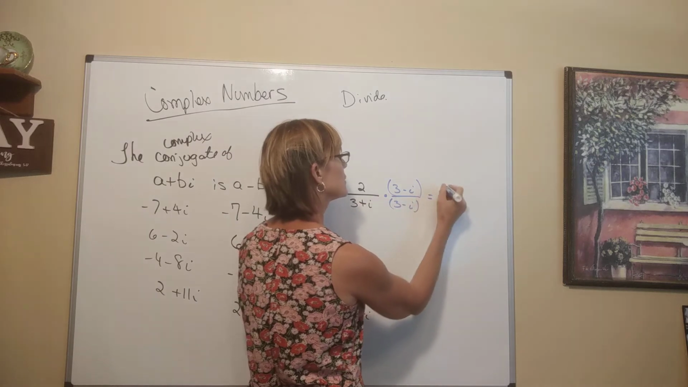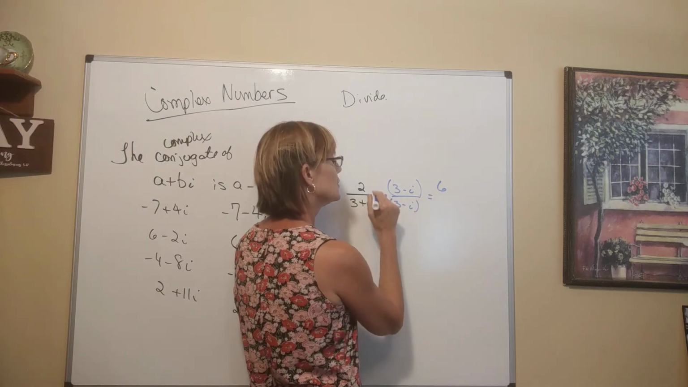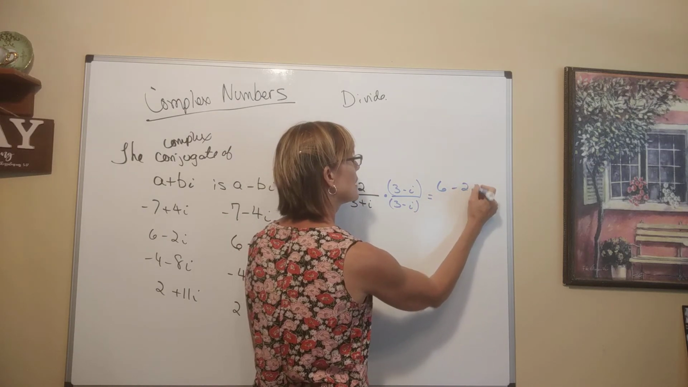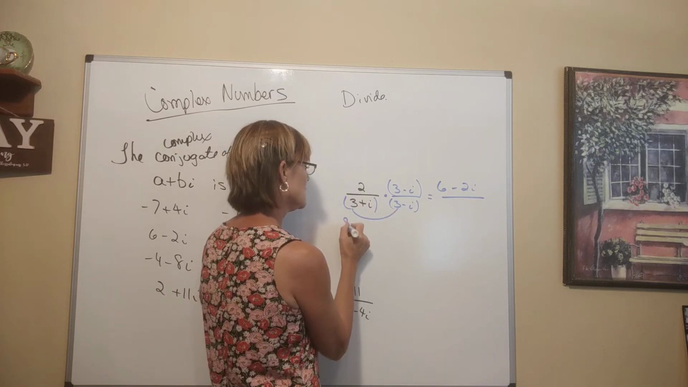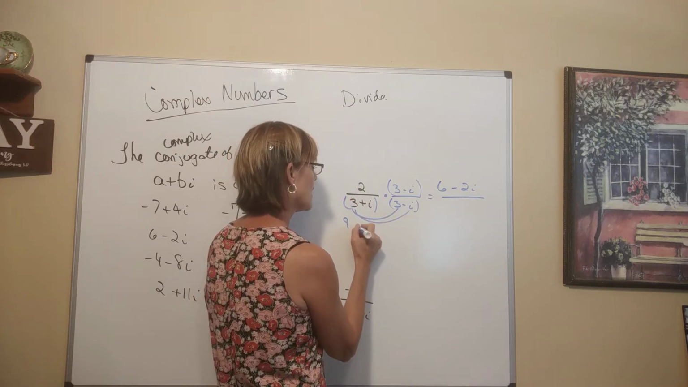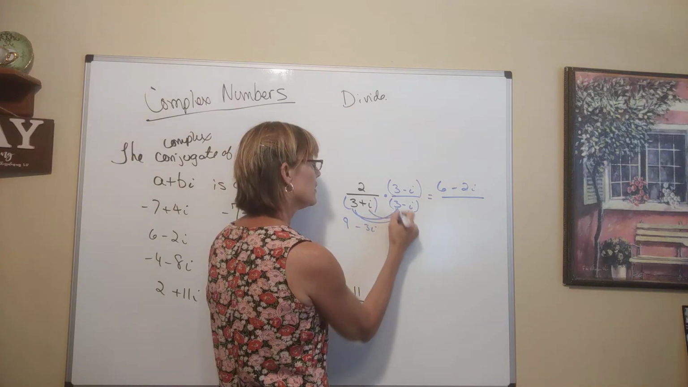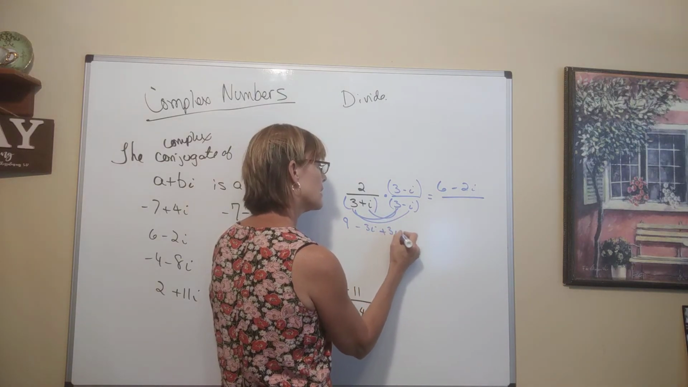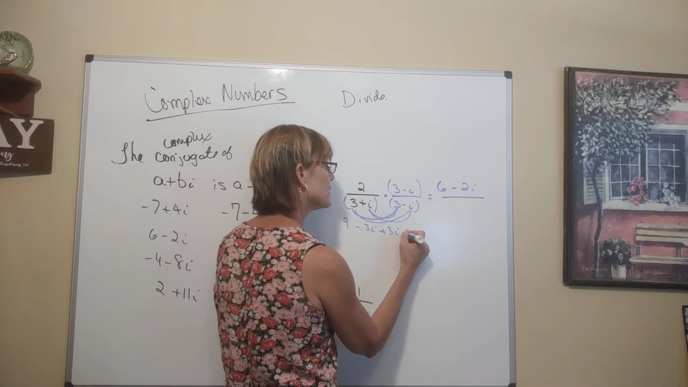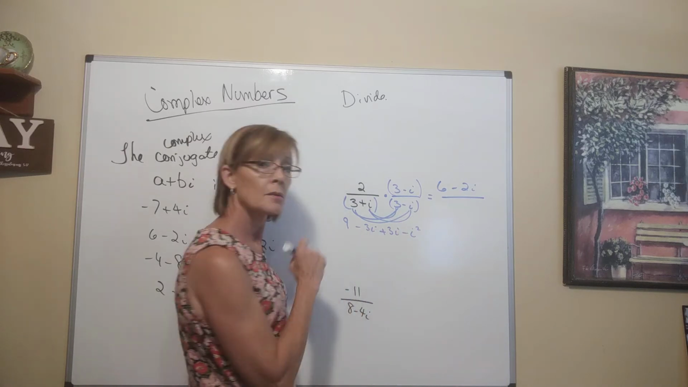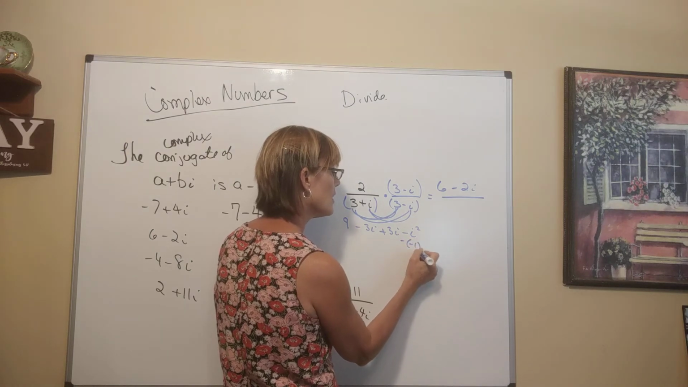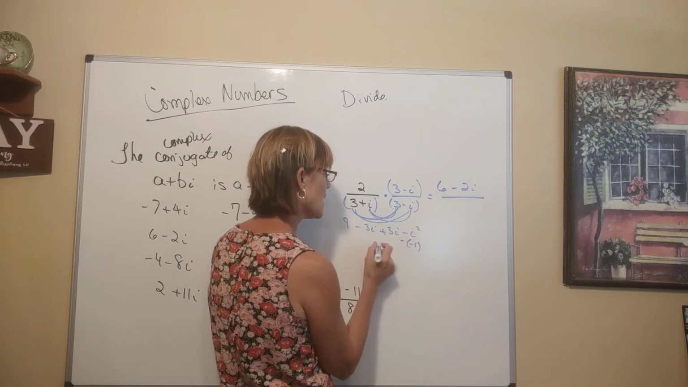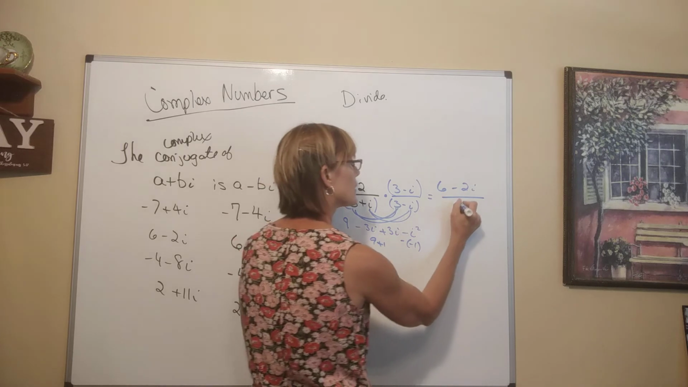We have 2 times 3 in the numerator, which is 6. 2 times -i is minus 2i. Down here, 3 times 3 is 9. 3 times -i is minus 3i. 3 times +i is positive 3i. And i times -i is negative i squared. But we know i squared is really a -1. So this down here turns out to be 9 plus 1, or a 10.